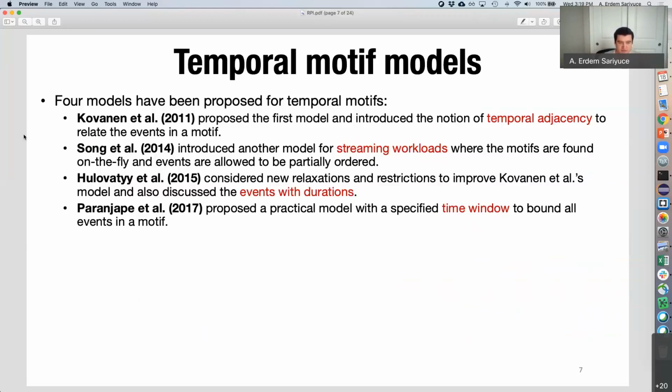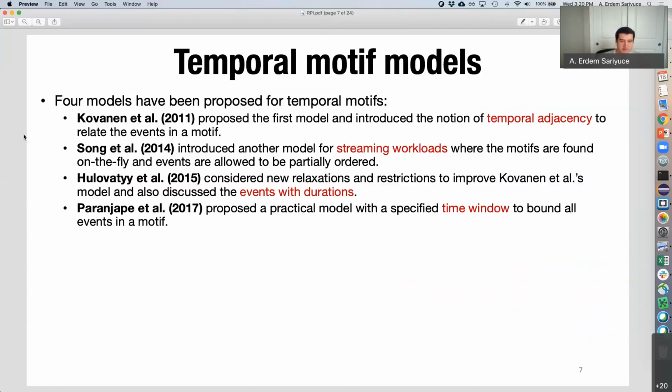The second paper is from the database community. In that paper, Song et al. introduced another model, but the main consideration for this work was streaming workloads, where the motifs are found on the fly. Some of the approaches and design choices are significantly affected when you think about the online situation instead of offline. But one of the novel things in that paper was that they consider partial ordering. So they don't have to put a total ordering among all the events in a motif, but they let some of those be undefined, which is more flexible and can be more expressive as well.